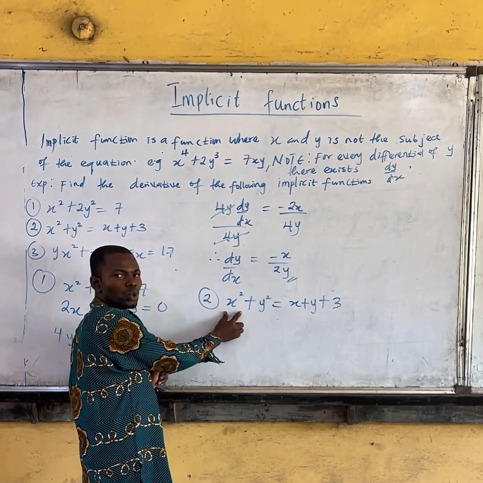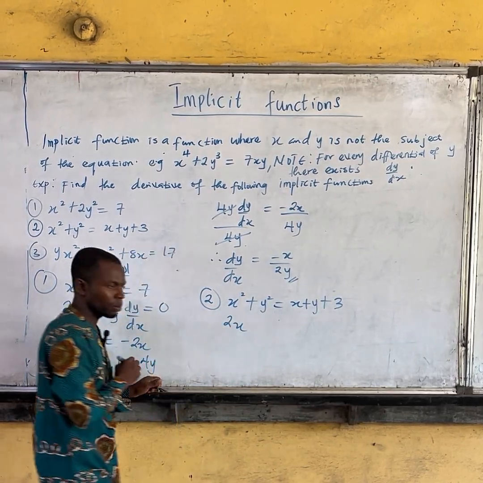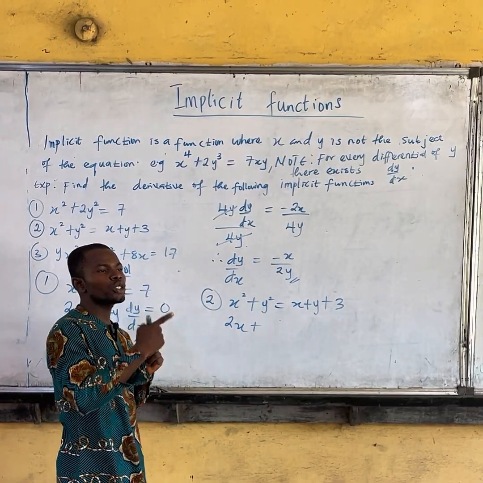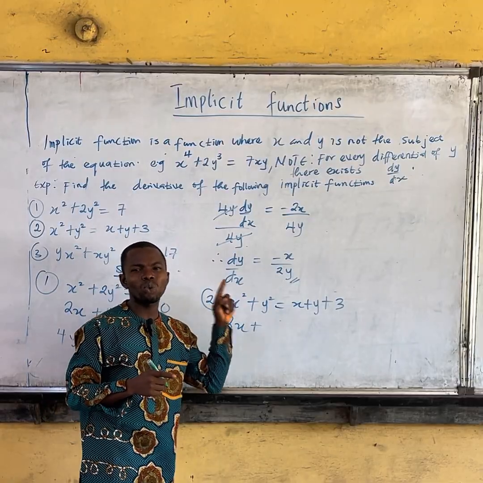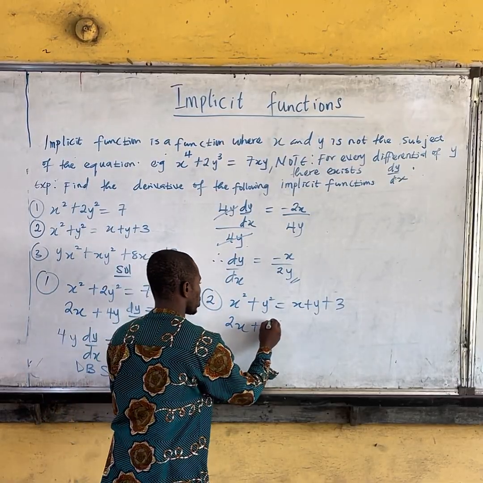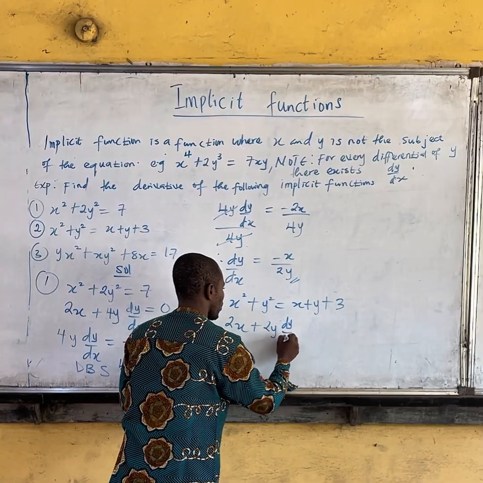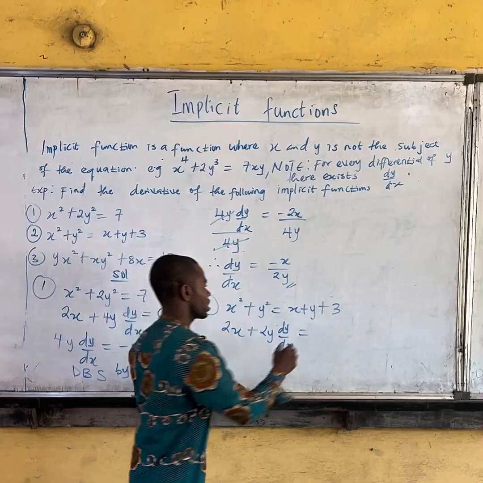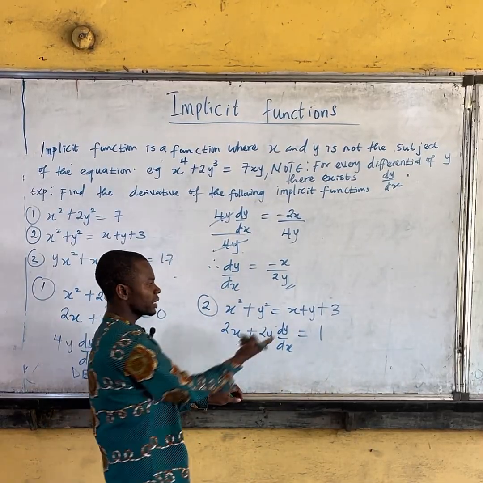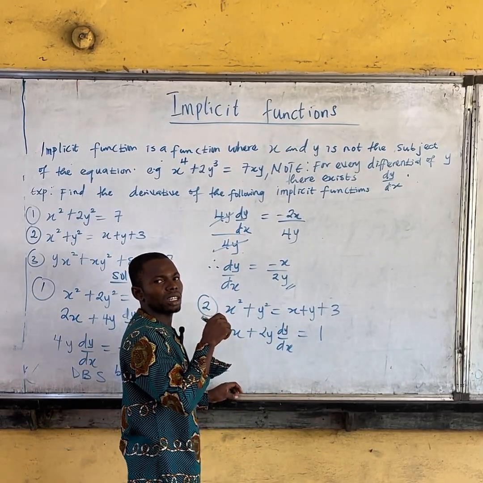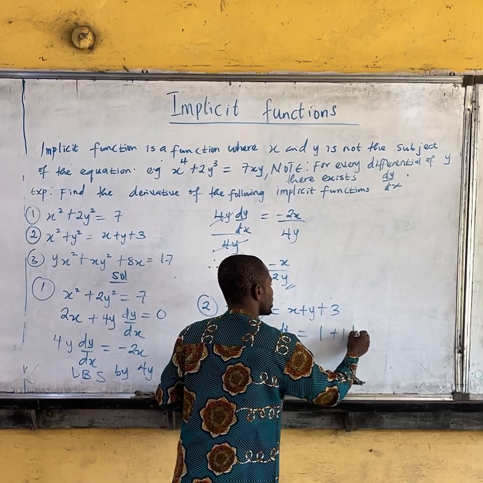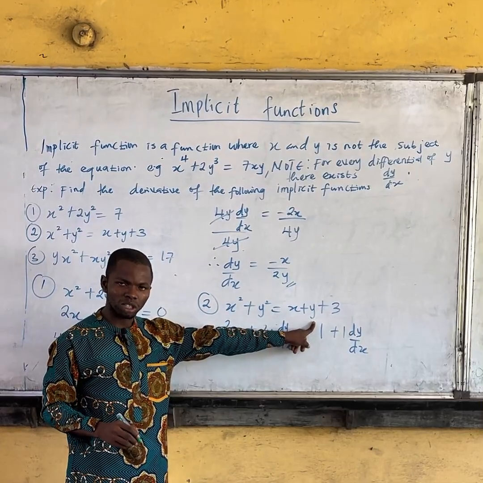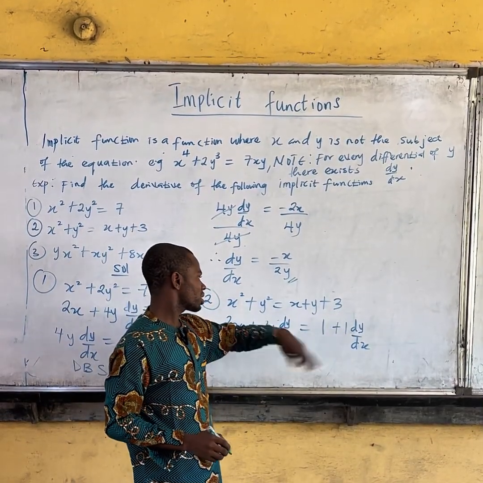So if I differentiate x squared, it gives 2x. Please follow up. Plus, if I differentiate y squared, it will give me 2y. But because I'm differentiating y, there must be dy/dx. It will now be plus 2y dy over dx equal to, if I differentiate x here, it gives 1. If I differentiate y, it will give me plus 1 dy over dx, because for every differential of y, there must be dy/dx. This is a constant. If I differentiate a constant, it becomes 0.